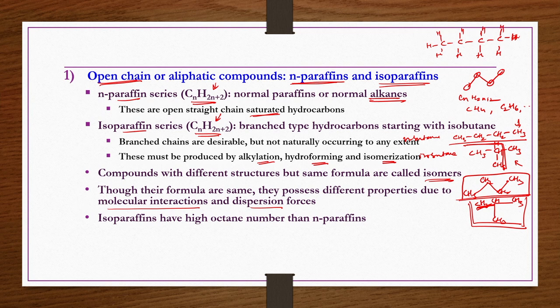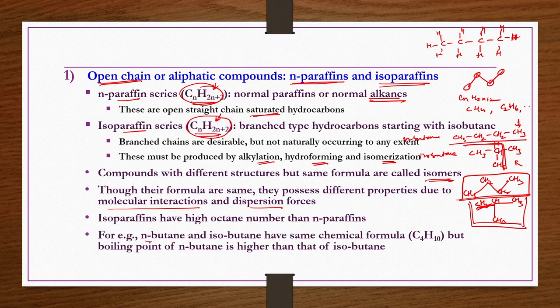Isoparaffins have higher octane number than n-paraffins, that is one example. Though they have the same formula CnH2n+2, they have different octane numbers. Isoparaffins have high octane numbers. For example, n-butane and isobutane have same chemical formula C4H10, but the boiling point of n-butane is higher than that of isobutane. Actually, isomers start from isobutane, that is, from C4 onwards only.